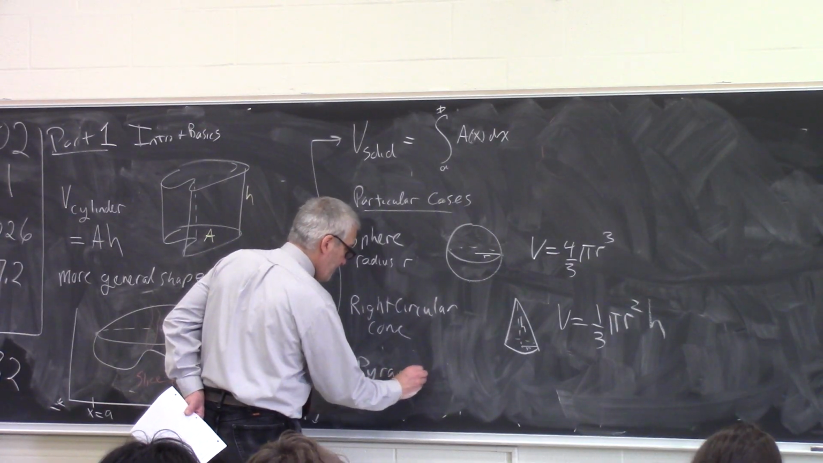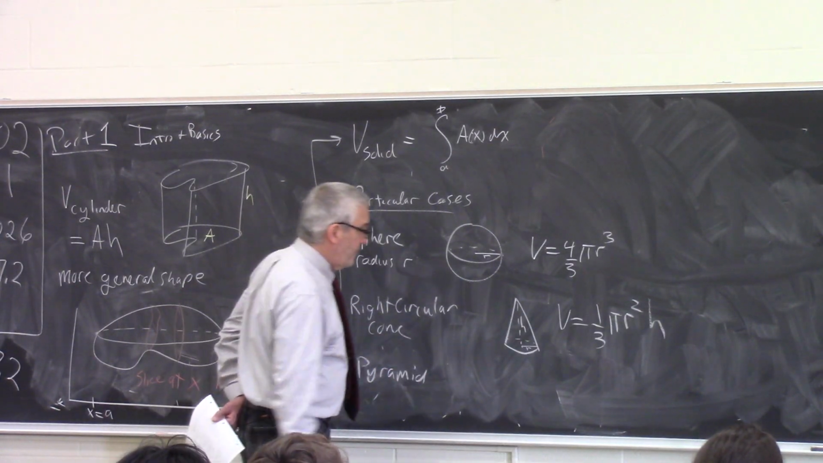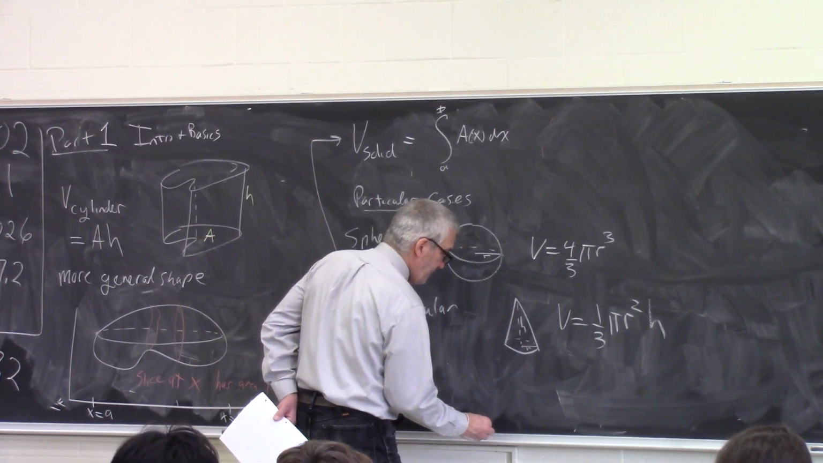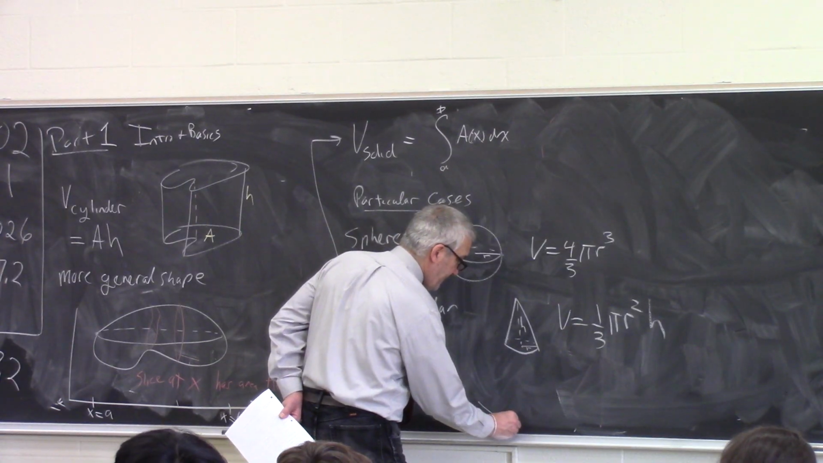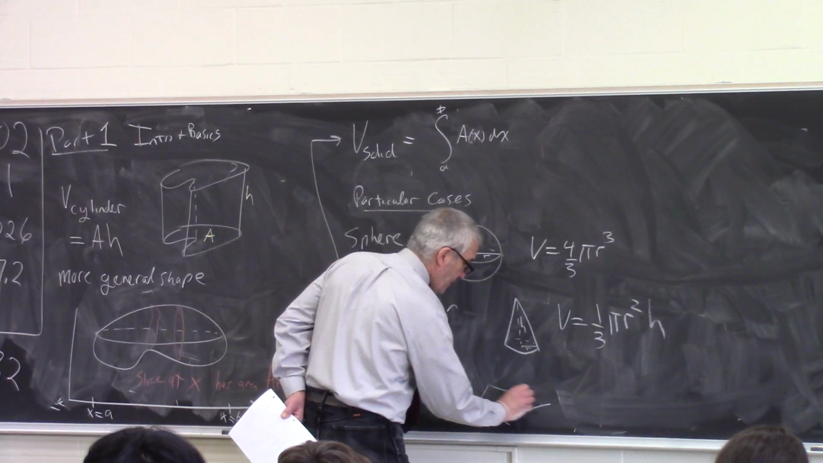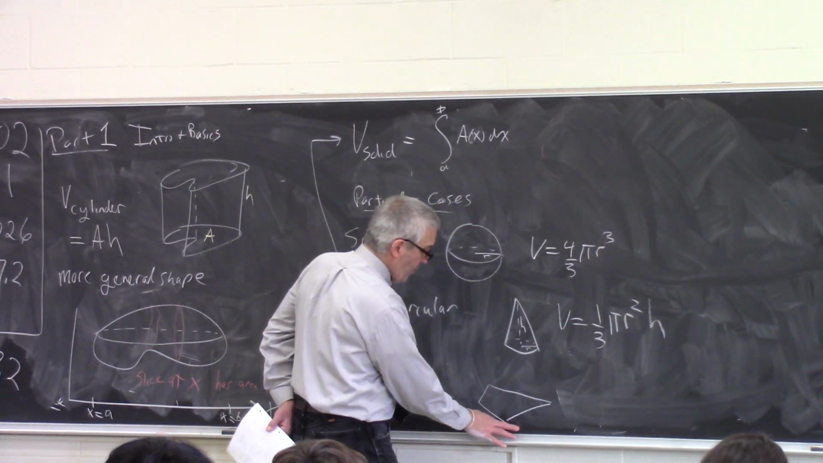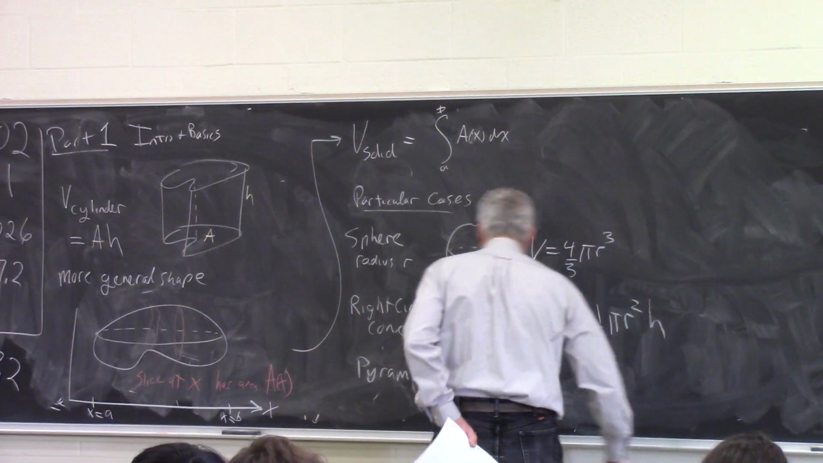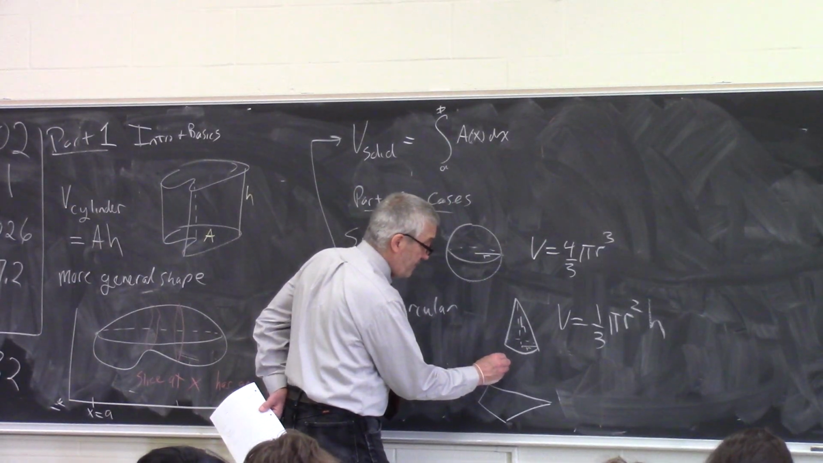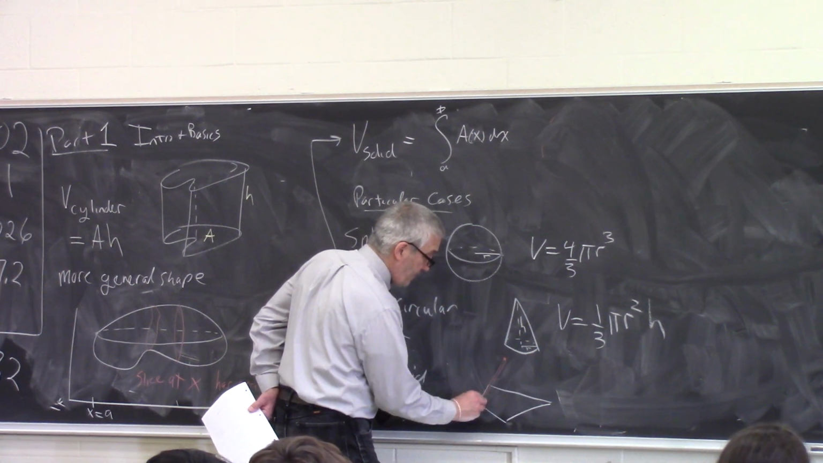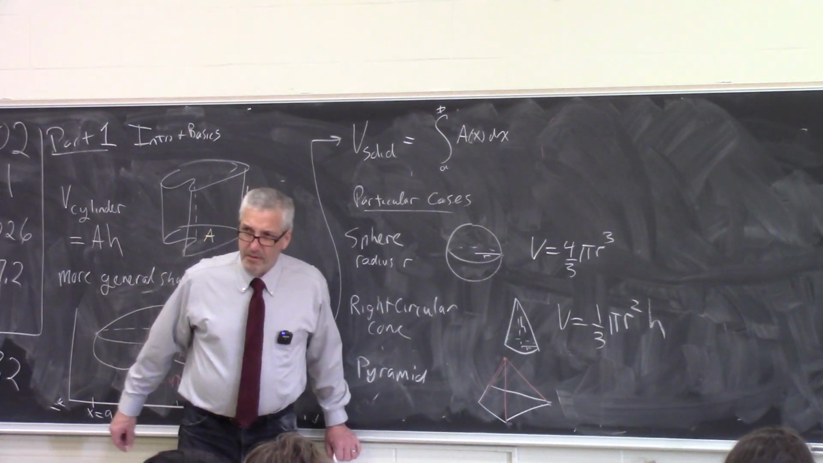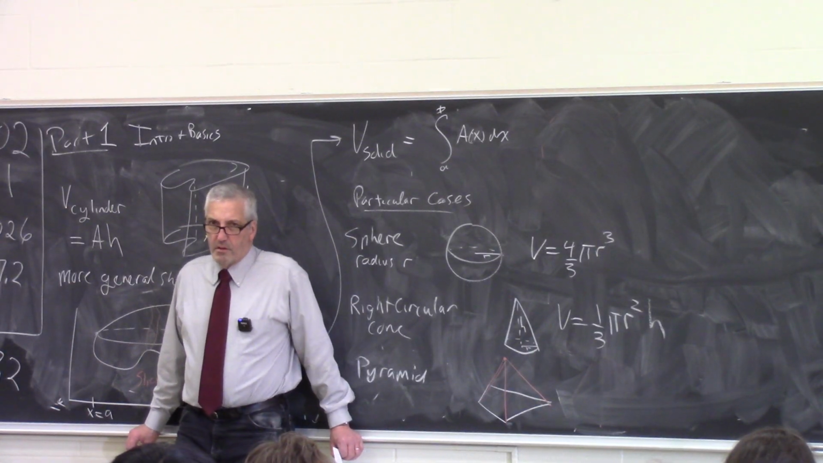Now, most of you are probably used to thinking of pyramids as things with a square base, but in fact they can have wacky bases. Here is a wacky shape, and then I'm going to just pick a point that's not on that shape and then draw lines to those vertices. There's my pyramid. What's the volume of a pyramid?